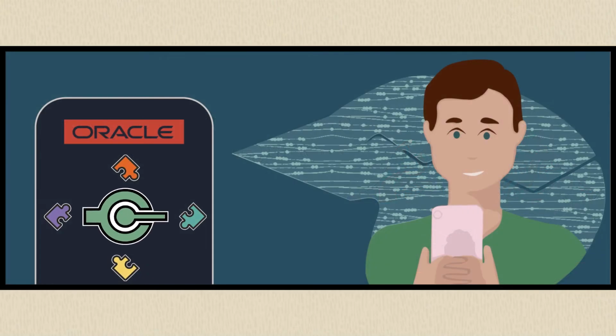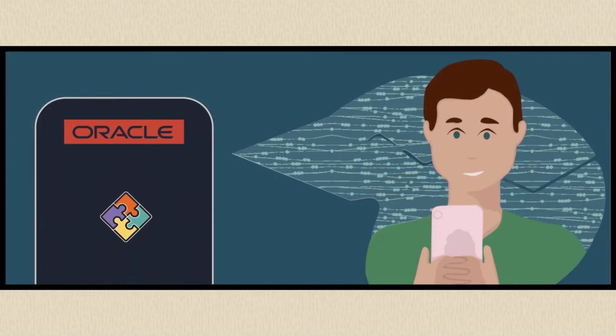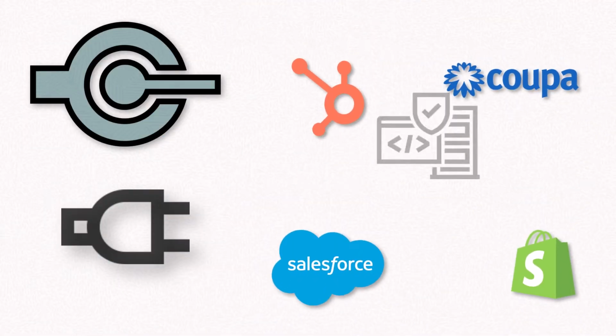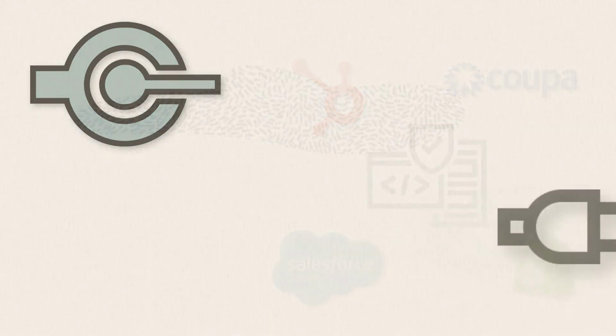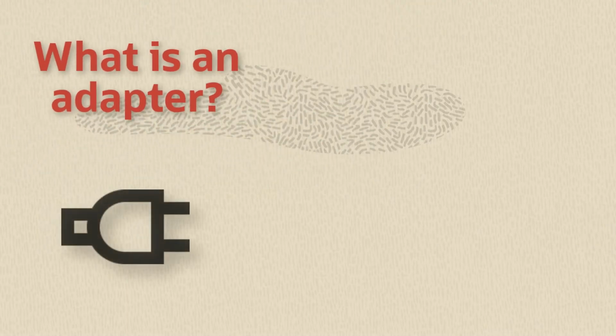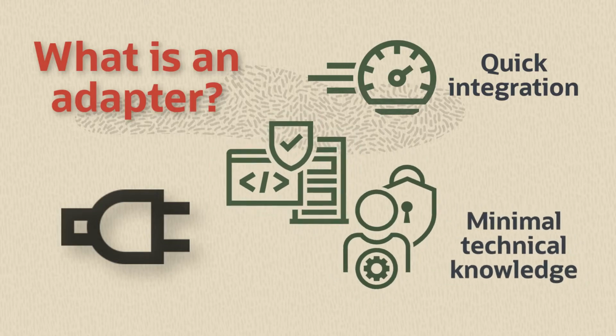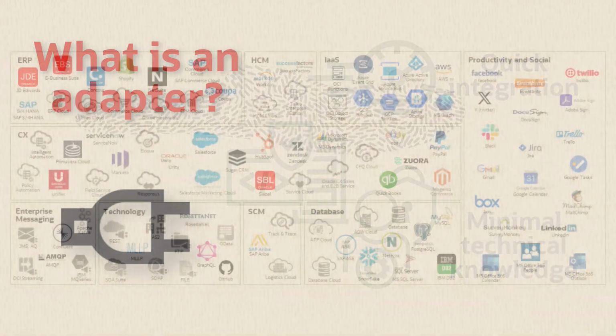With the Rapid Adapter Builder in Oracle Integration, simpler integrations are now at your fingertips. You can use the Rapid Adapter Builder to create an adapter for any application that exposes its REST APIs. What is an adapter? An adapter lets you integrate with an application quickly, and you need to know only a little about the application's APIs and security requirements.